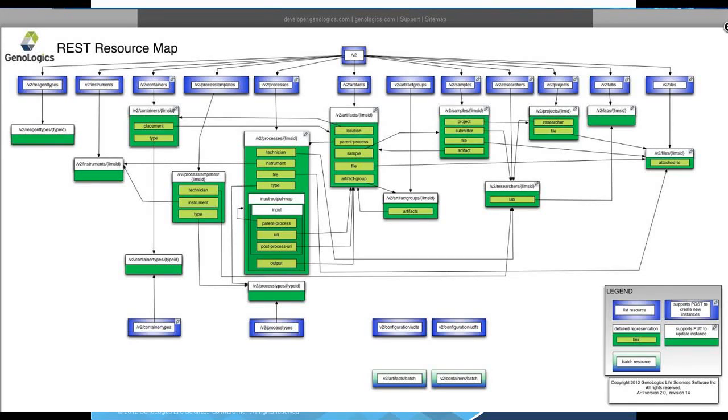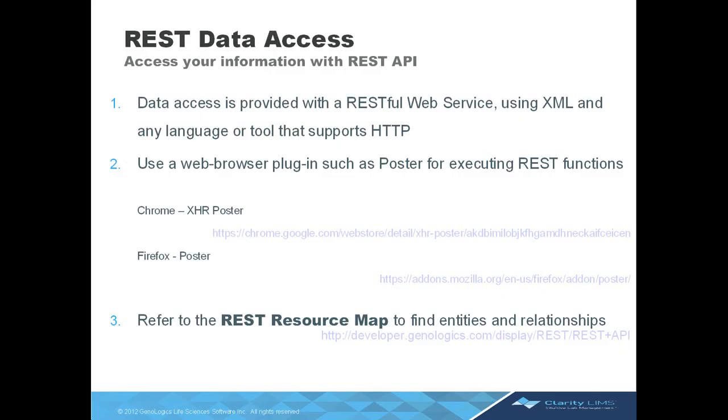So we can see, for example, the relationships involved in samples and projects, and as well we see how things are connected via processors, etc. So it might be worth actually printing out this REST resource map, at least in the early days, until you have an intimate knowledge of how these things are related.